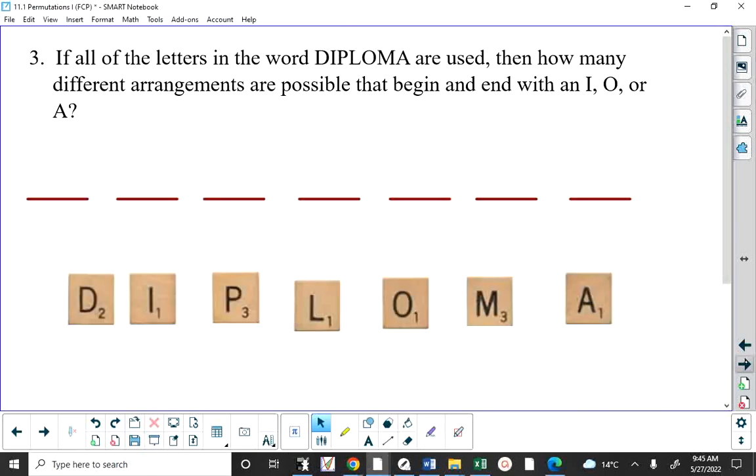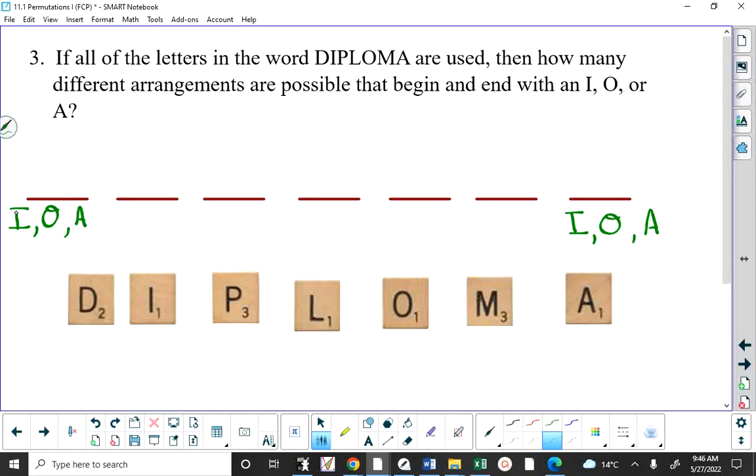All right. Number 3, all of the letters of the word diploma are used. How many arrangements are possible that begin and end with an I, O, or A, the vowels? So this must be an I, an O, or an A. This must be an I, an O, or an A. And we've got a total of 7 blanks, because we are arranging 7 letters.